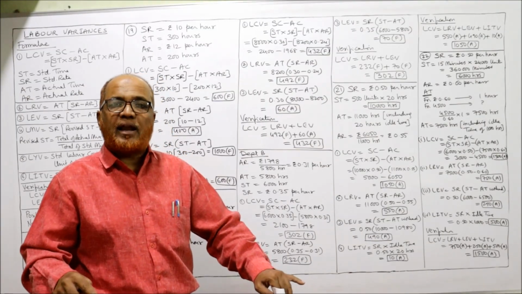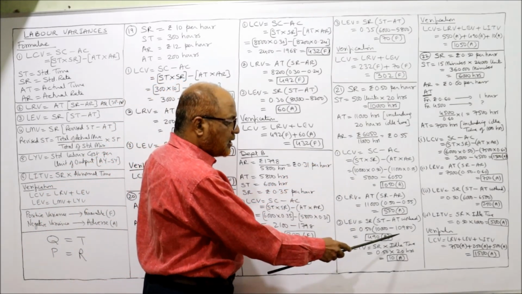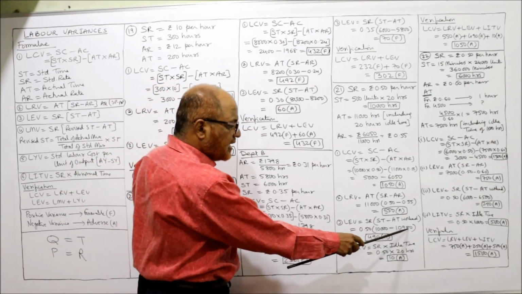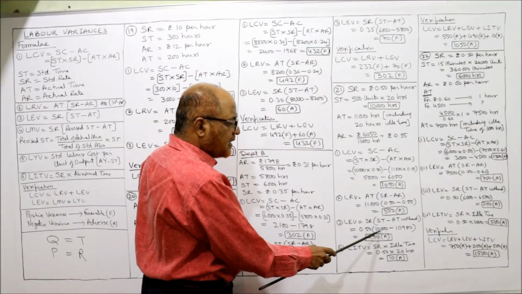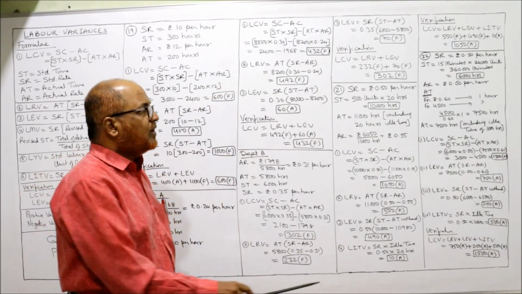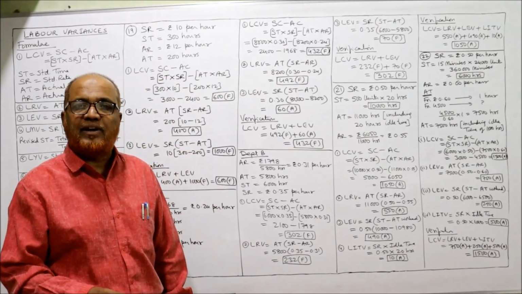20 hours abnormal idle time, deduct. From 11,000, deduct 20, so 10,980 hours. Actual time worked is 10,980 hours. So subtract: 10,000 minus 10,980 into 0.5, 490 adverse. One more variance we have to calculate, LITV, labor idle time variance.